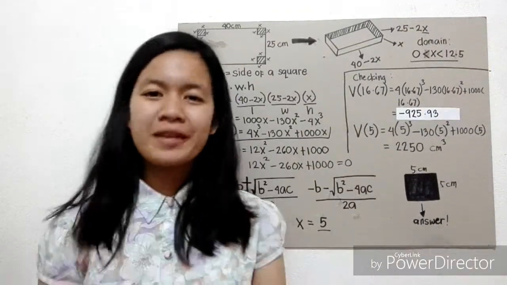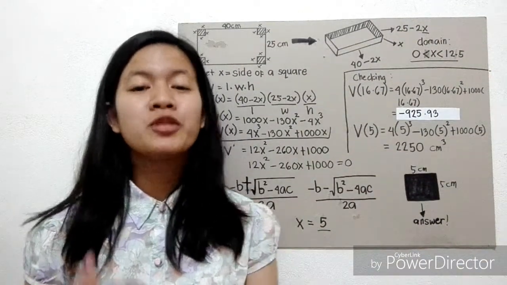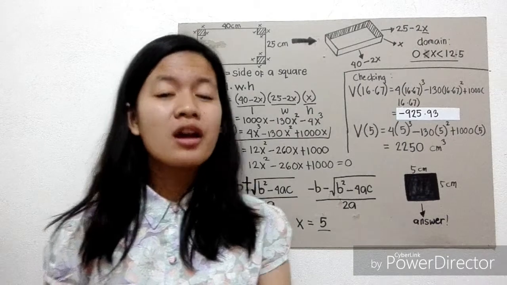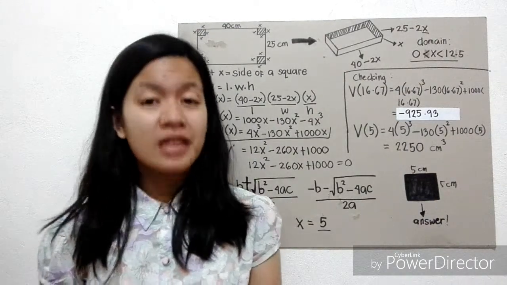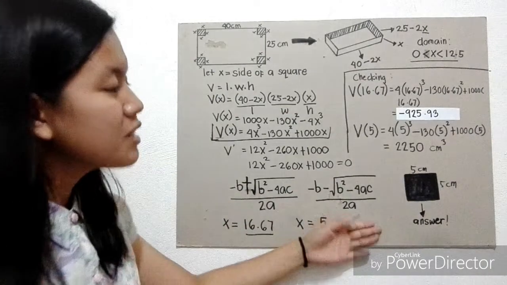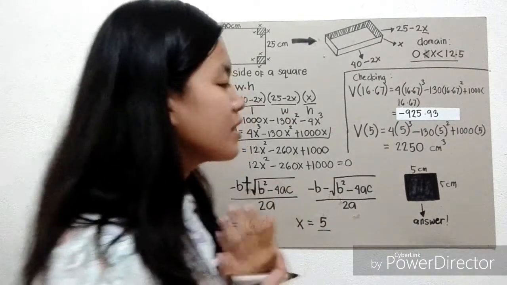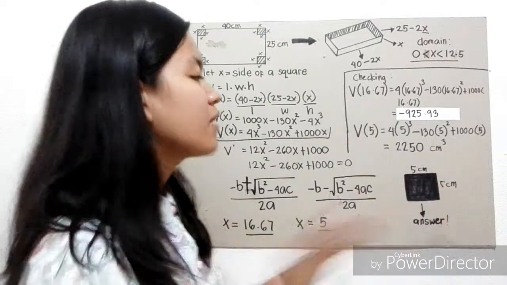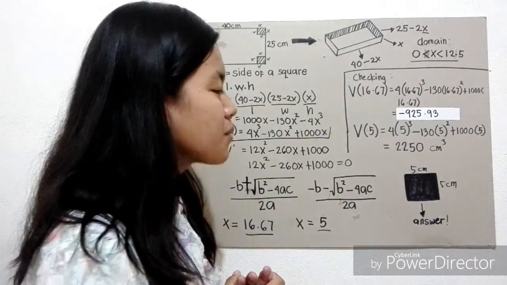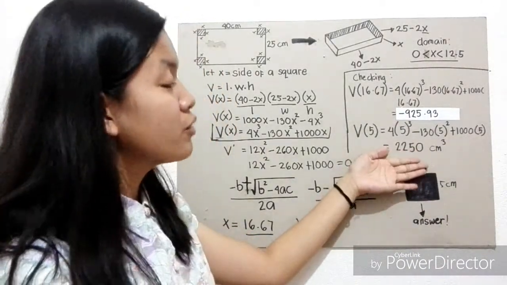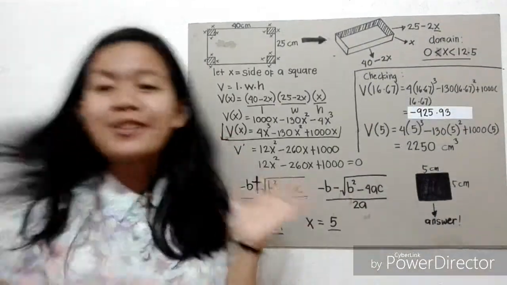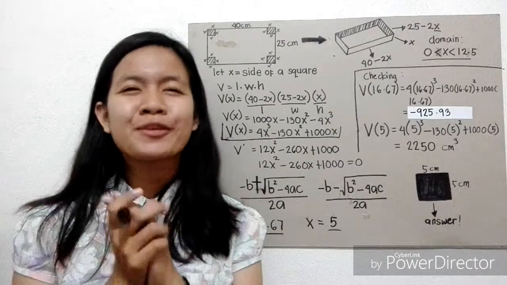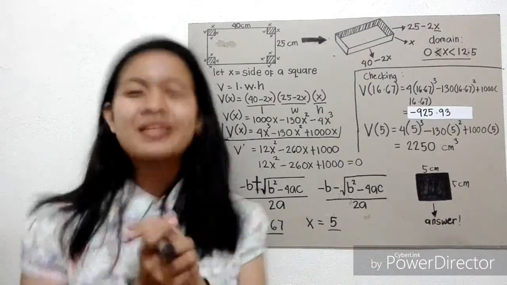There we already have it. We can now answer our problem, which is asking for the size of a square that should be cut out for us to produce the maximum volume of our cake dish. So yes, the answer is a square having the dimensions of 5 cm by 5 cm, which is going to give us the maximum volume of 2,250 cubic centimeters. We were able to answer it, and it's so satisfying.